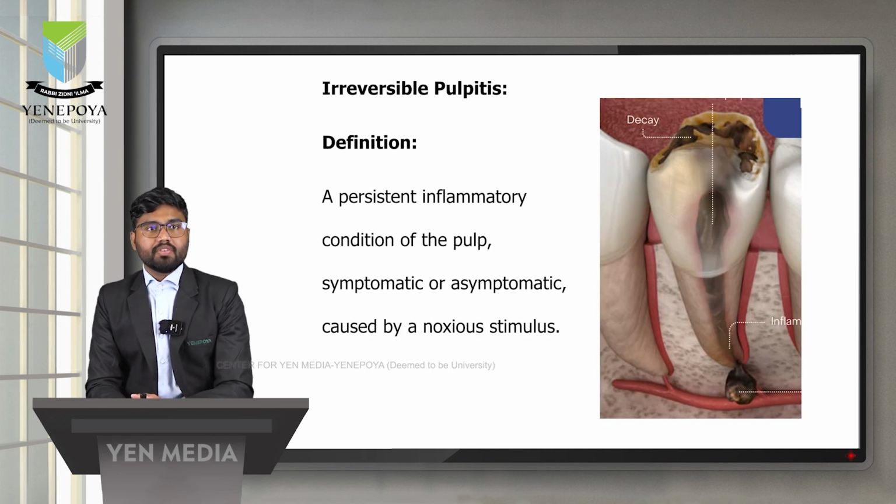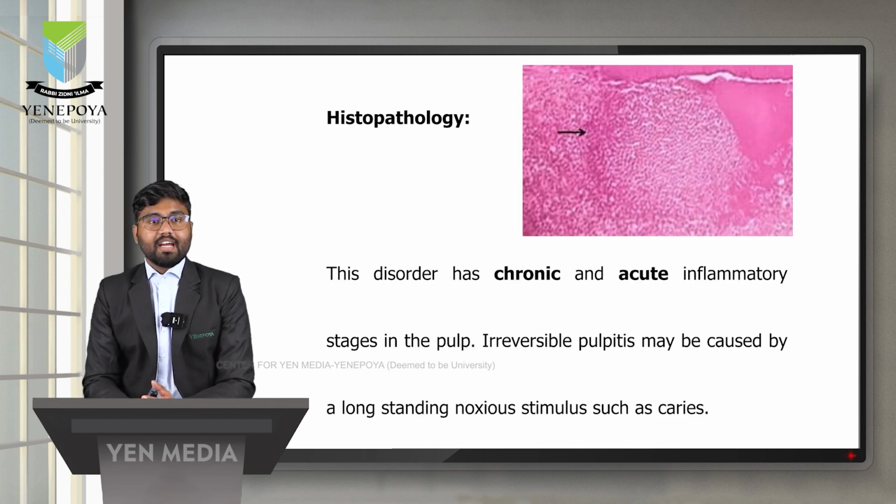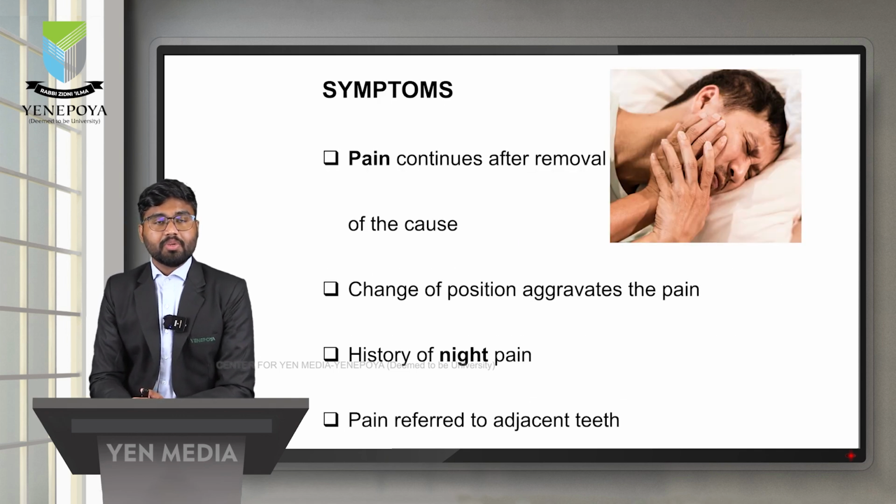So speaking of irreversible pulpitis, it is a persistent inflammatory condition of the pulp that is either symptomatic or asymptomatic caused by a noxious stimuli. So coming to the histopathology, in these cases, it has chronic and acute inflammatory stages in the pulp, and even it has a long-standing noxious stimuli such as caries. So coming to the symptoms, pain continues after the removal of the cause.